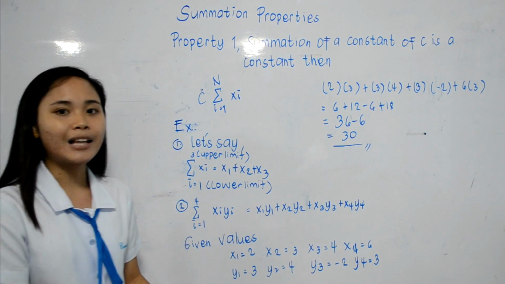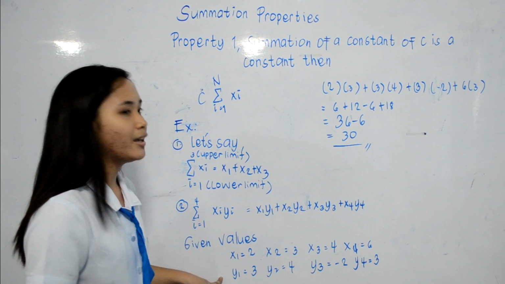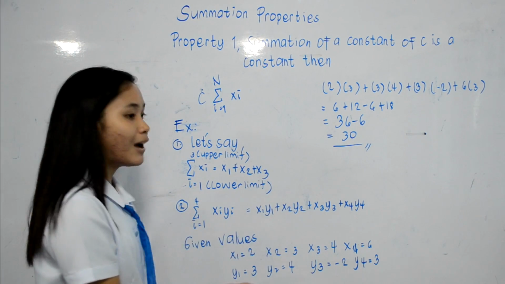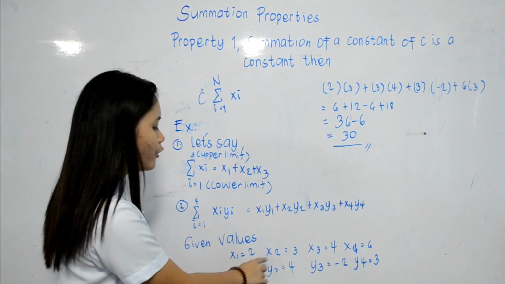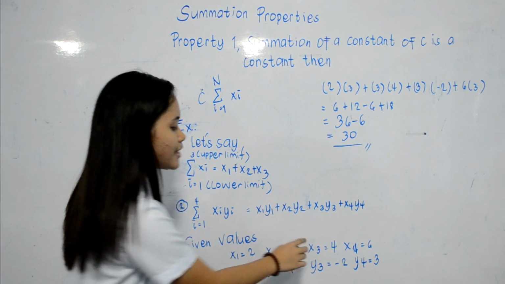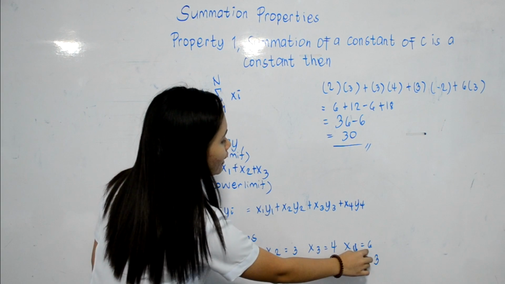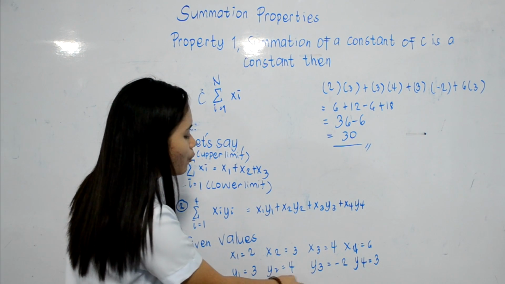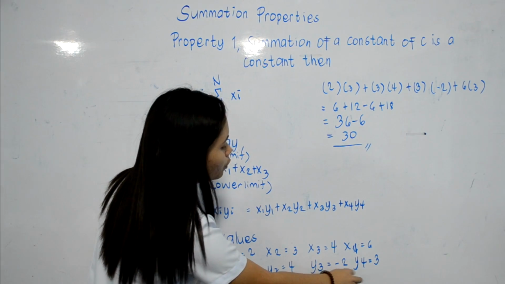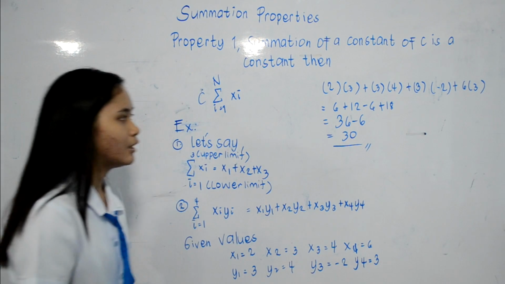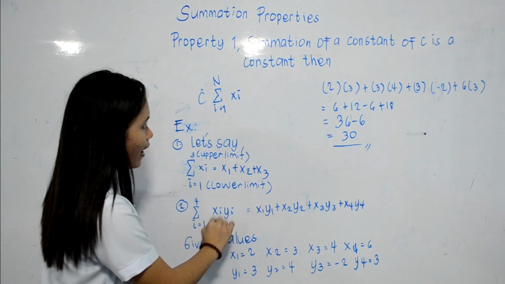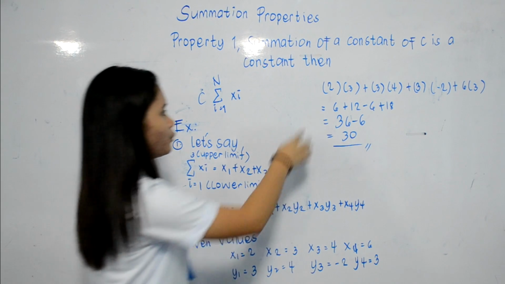If there are given values of x and y, you need to substitute them. Let's say that the value of x sub 1 is 2, the value of x sub 2 is 3, and the value of x sub 3 is 4. X sub 4 equals 6. Y sub 1 equals 3, y sub 2 will be 4, y sub 3 equals negative 2, y sub 4 equals negative 3. So since it is read as x sub I, y sub I, it would be multiplied.